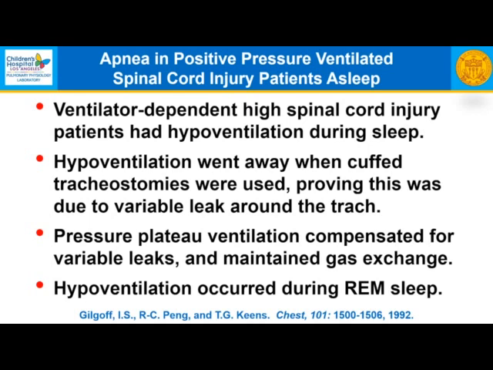Ventilator-dependent high spinal cord injury patients had hypoventilation or apnea during sleep. The hypoventilation went away when a cuffed tracheostomy was used. So this proved that it was due to variable leak around the tracheostomy. A technique called pressure plateau ventilation compensated for variable leaks and maintained gas exchange, and therefore this hypoventilation went away. This hypoventilation occurred, however, during REM sleep. Right? So the problem is here for chronic ventilator patients, we're going to use an uncuffed tracheostomy tube. So you can have a leak around the tracheostomy tube. It does not all go to inflate the lungs, but some goes around the trach.